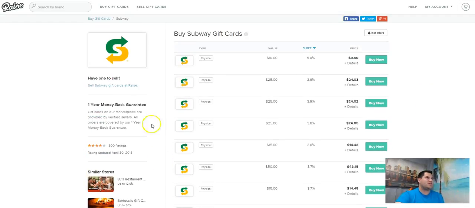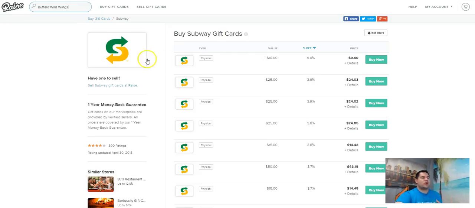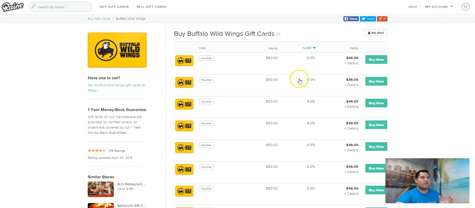Let's see some other ones. Let's say you go to Buffalo Wild Wings, which I go to quite a bit, definitely love their wings. So $50 right here, save 8%. I'm only paying $46 for this gift card. This is just one of the ways you can save money.